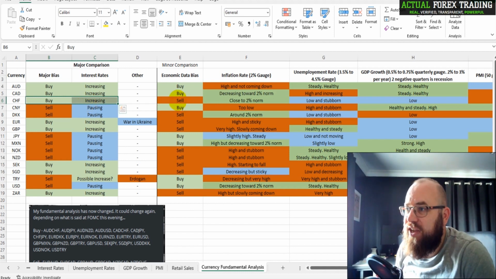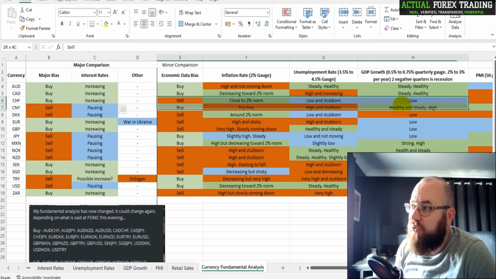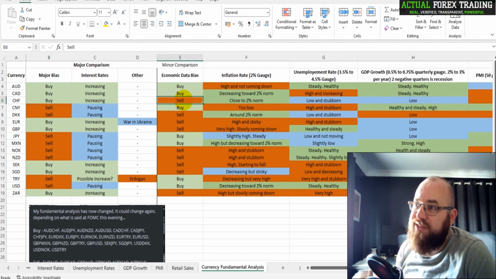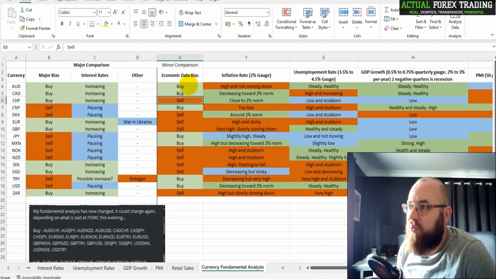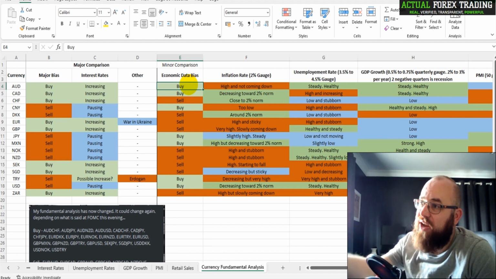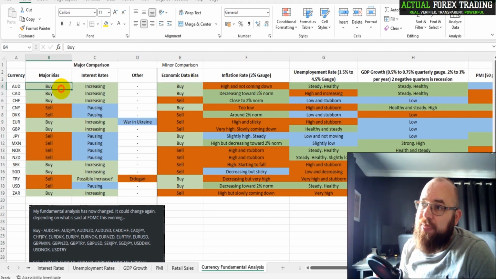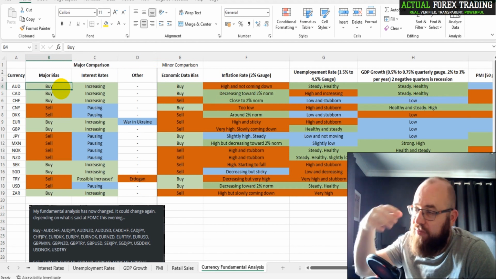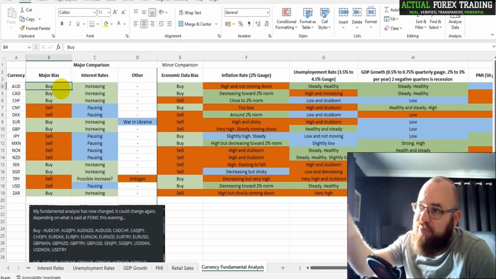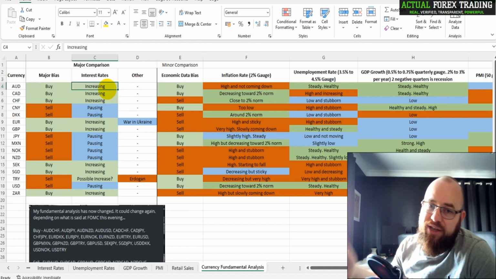Well, that's where the secondary analysis comes in. This economic data for Switzerland is actually quite poor in some areas. So that's a sell for me. Whereas Australia, the economic data is much more healthy. So this secondary analysis can come into play when you're unsure with this major analysis that's really based on major events happening across the globe and interest rates.